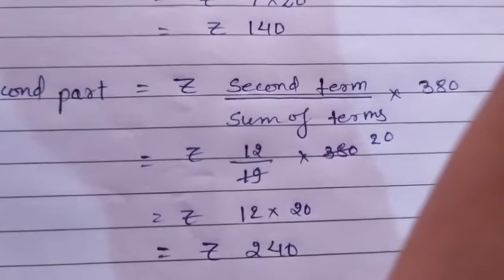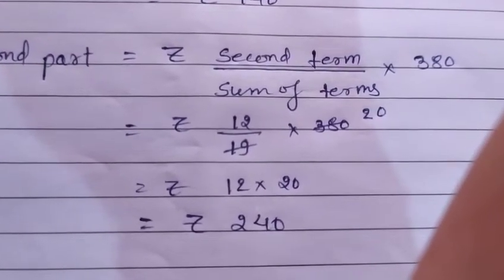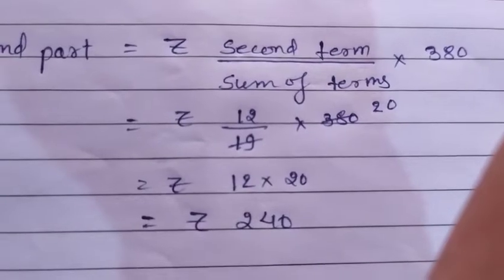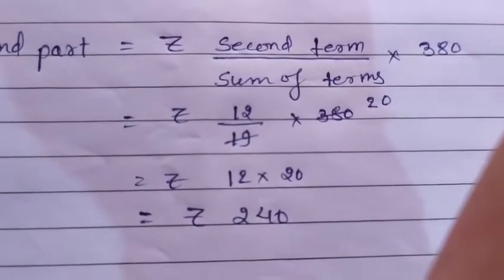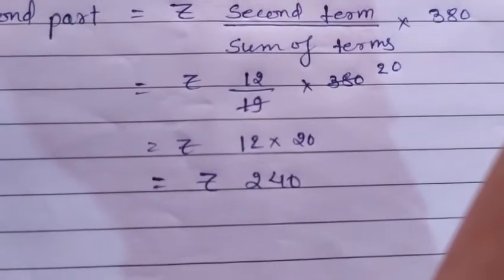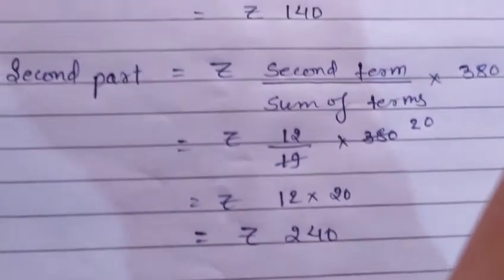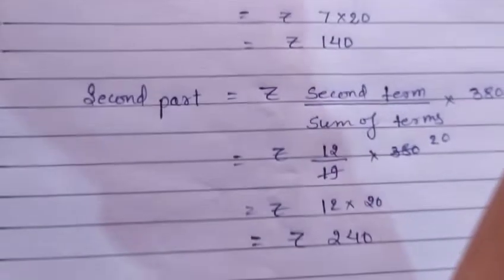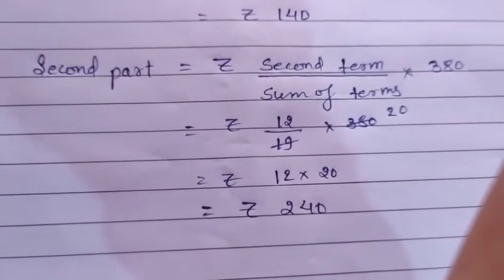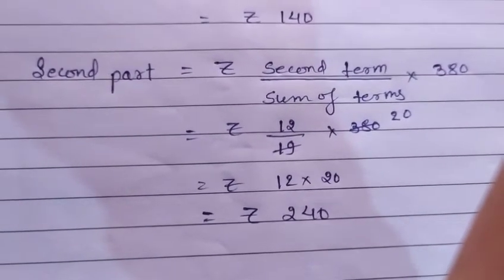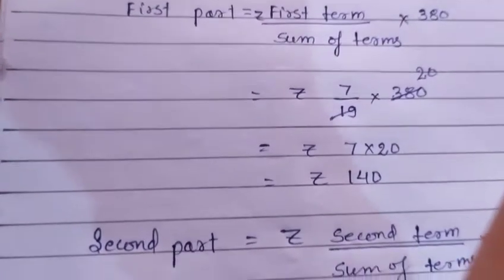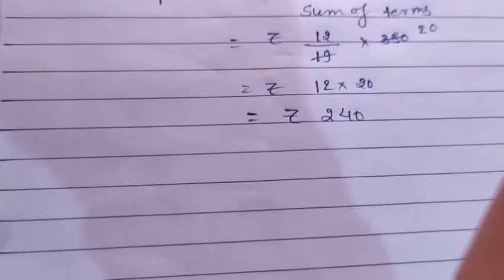Similarly, the second part will be rupees second term upon sum of the terms into 380. Again it gets cancelled and gives 12 into 20. So the final is 240. The first part is rupees 140 and the second part is rupees 240.